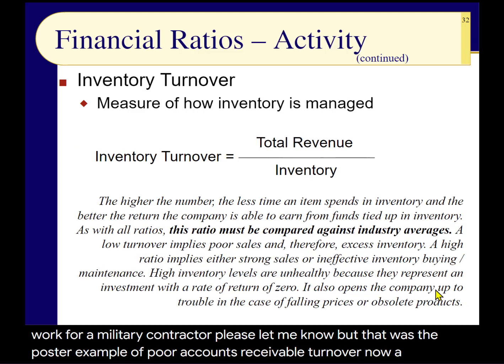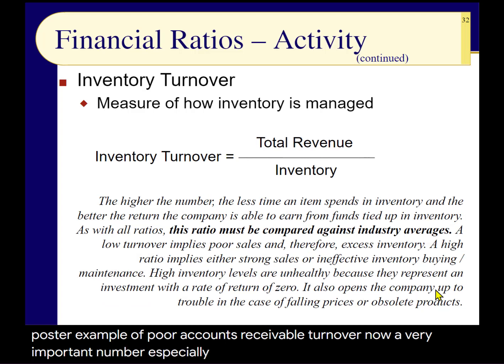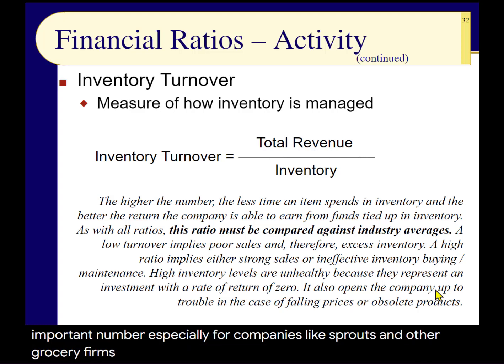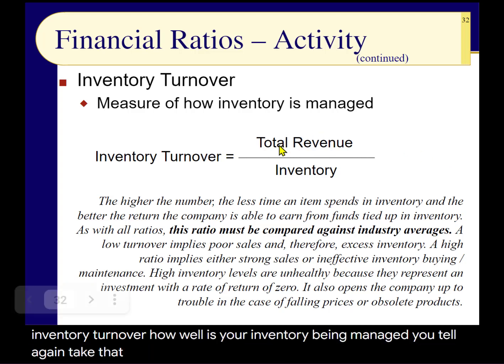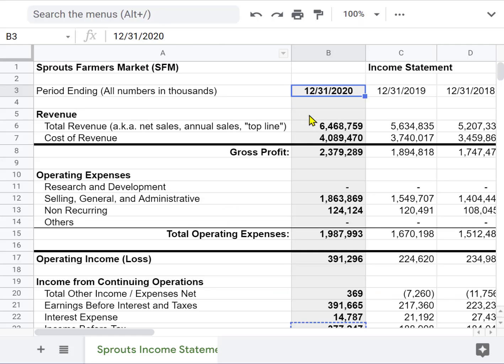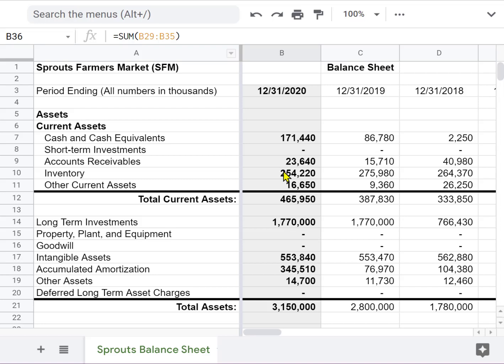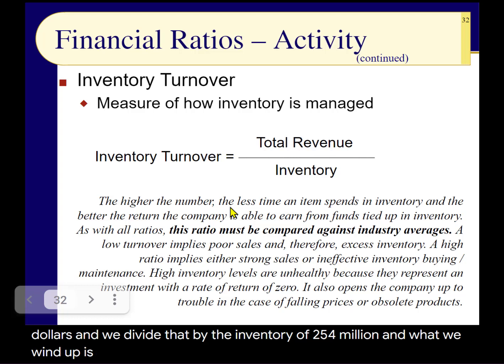Now, a very important number, especially for companies like Sprouts and other grocery firms, but also any company like a drugstore or the like, is the inventory turnover. How well is your inventory being managed? You again take that top line number and divide it by, in this case, inventory. So remember our top line number of $6.5 billion, and we divide that by the inventory of 254 million. And what we wind up with is a number of about 25.